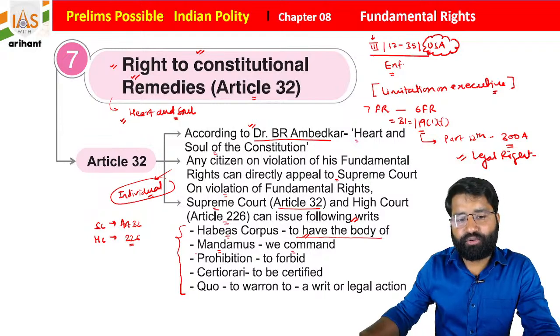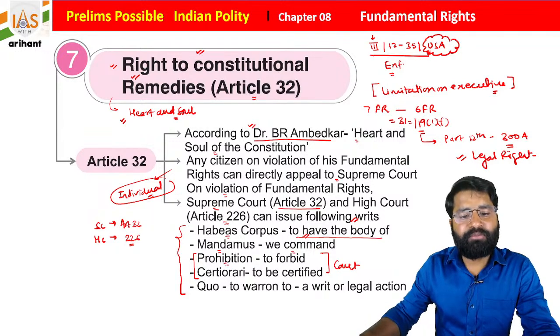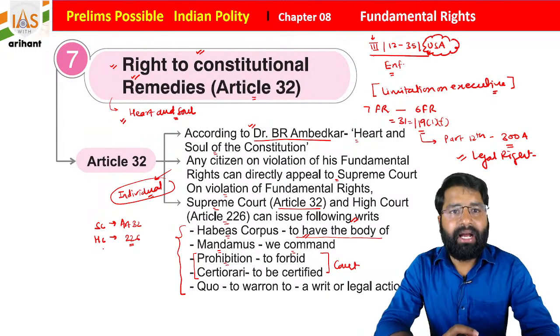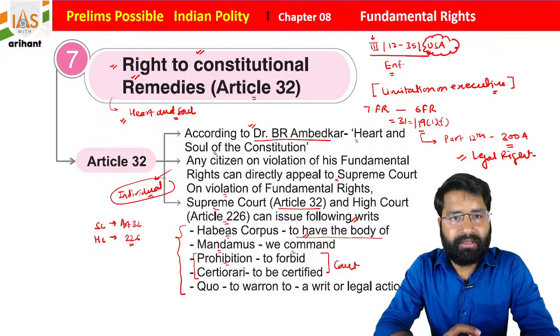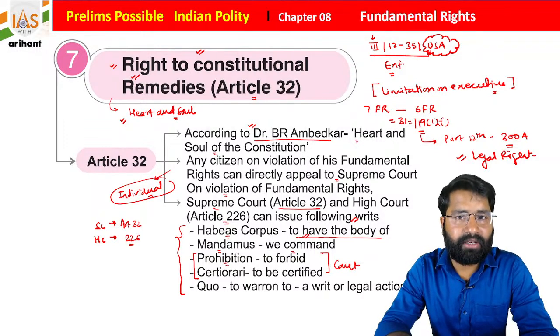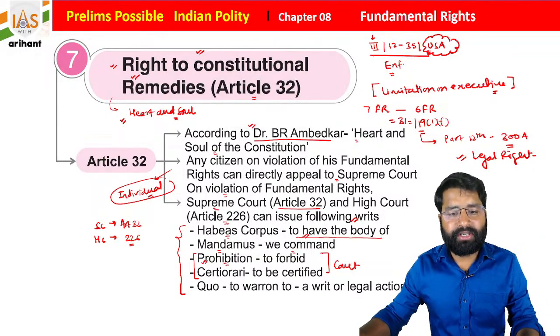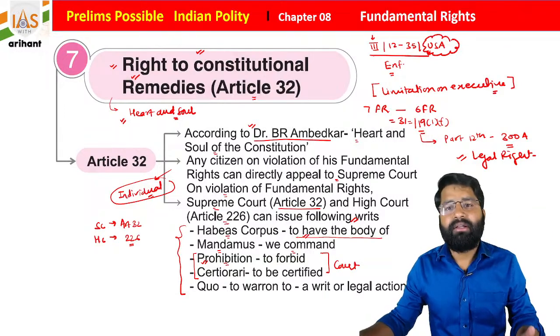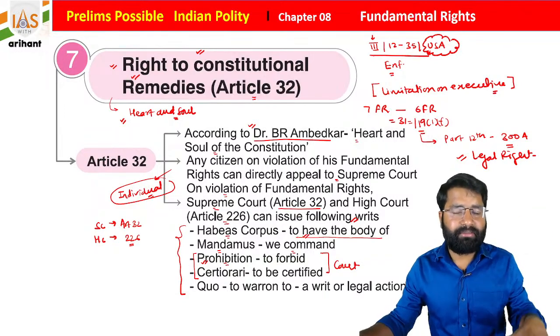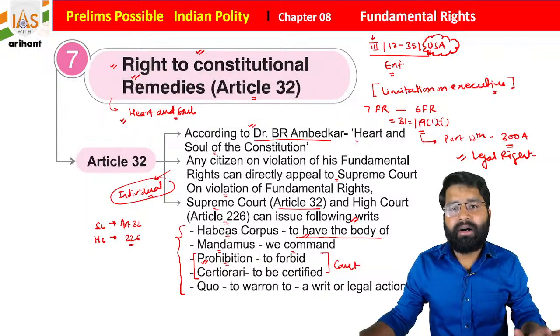After that, students, prohibition and certiorari are both connected to courts. What is prohibition? Let's suppose some case belongs to a civil matter, but by some fraudulent activity this case is shifted to a criminal court, and it is started there. In that case, the higher court or the Supreme Court can issue a writ named prohibition to stop the case. The Supreme Court directs the court to stop this case and send it to the right place.